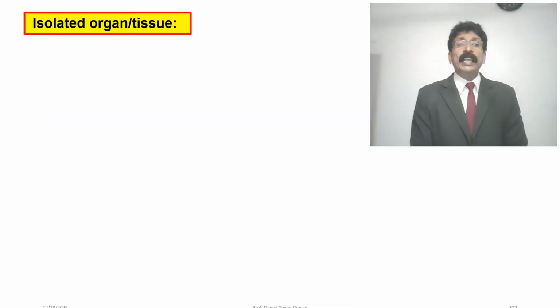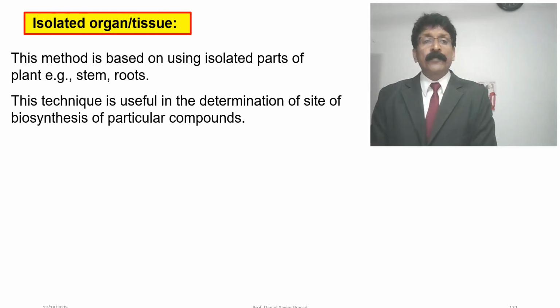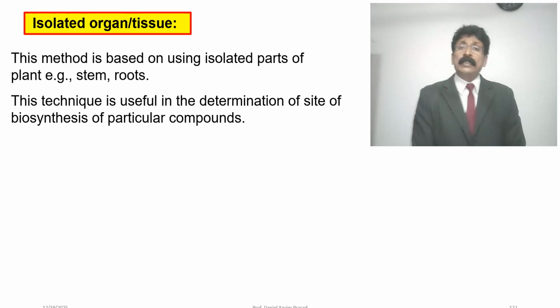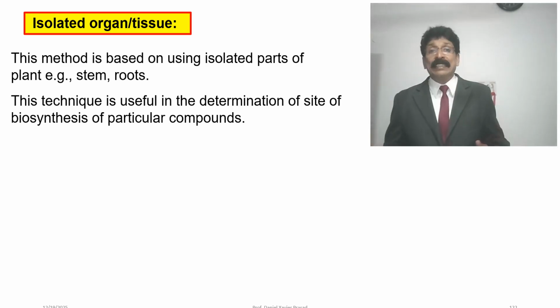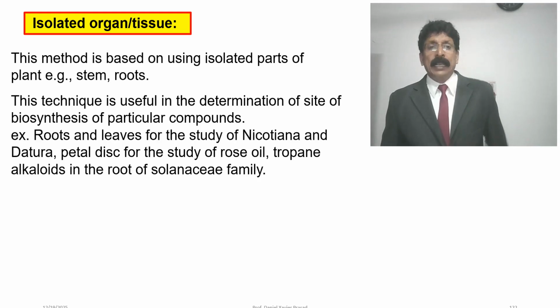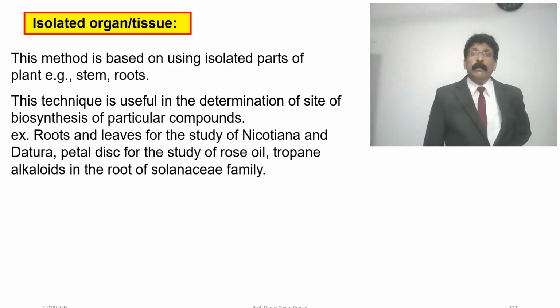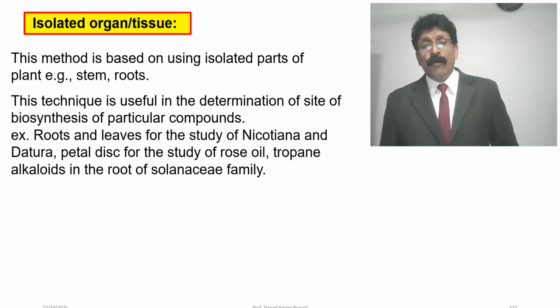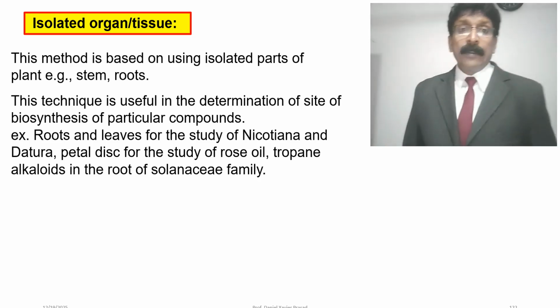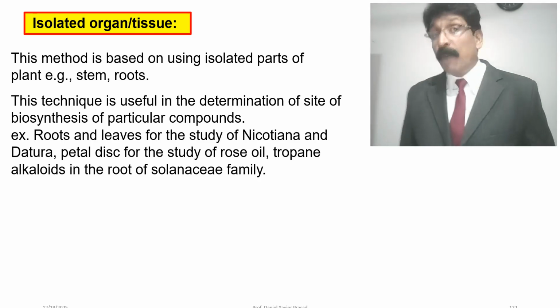And you see here, isolated organ tissues. This method is based on the use of isolated parts like plant stem and root. This technique is useful in determining the site of biosynthesis of particular compounds. Examples are roots and leaves of Nicotiana and Datura, petal discs for rose oil, and tropane alkaloids in the root of the Solanaceae family.